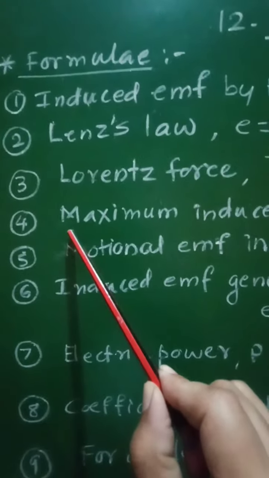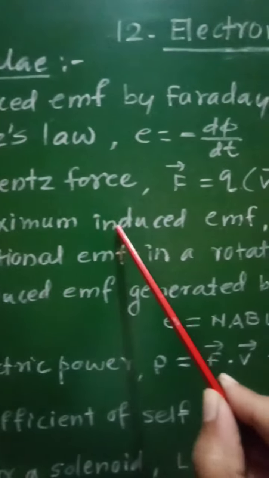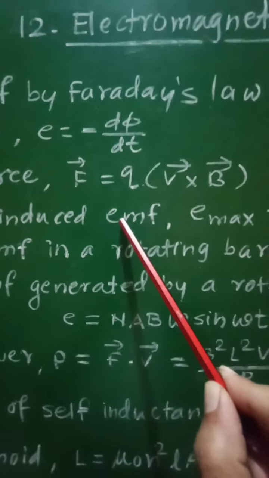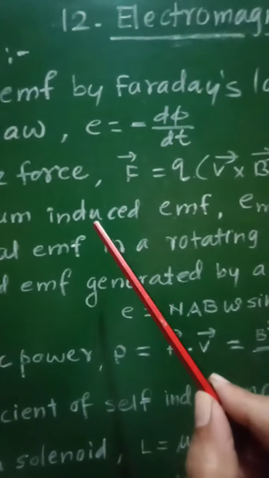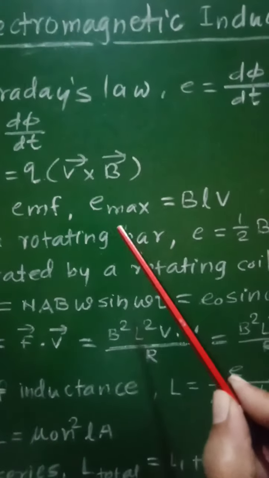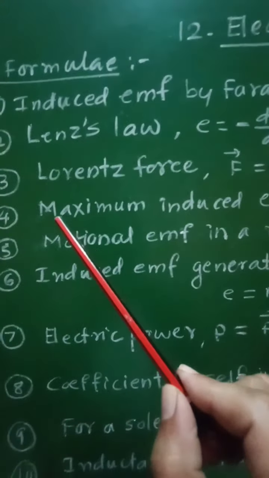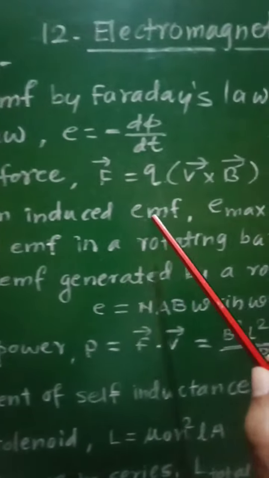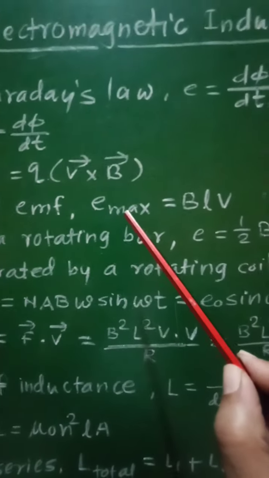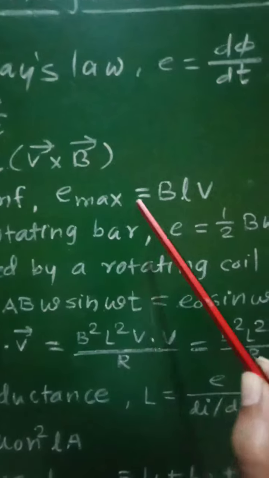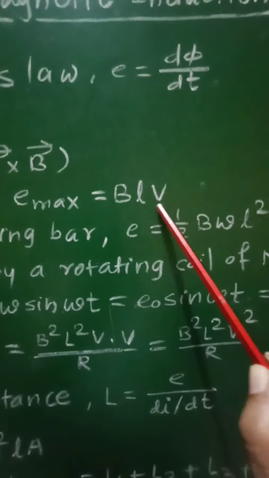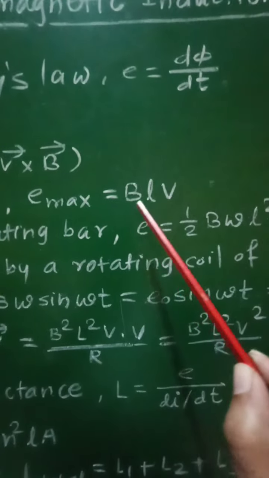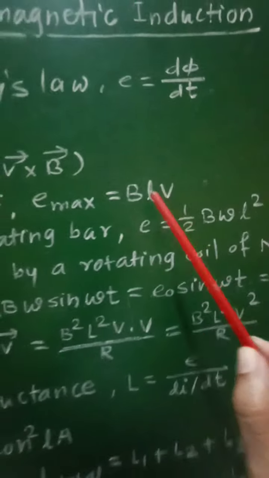Then fourth, maximum induced EMF in a conductor. The maximum induced EMF is given by the formula E max is equal to B L v. E max equal to B L v.